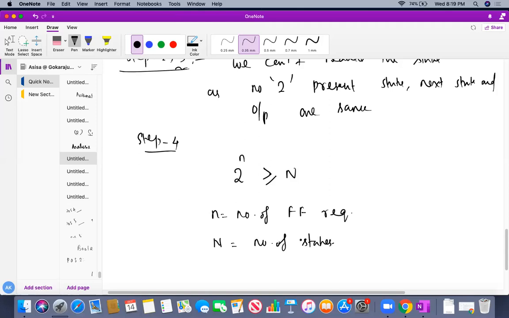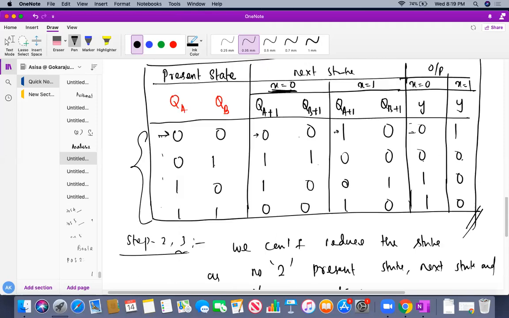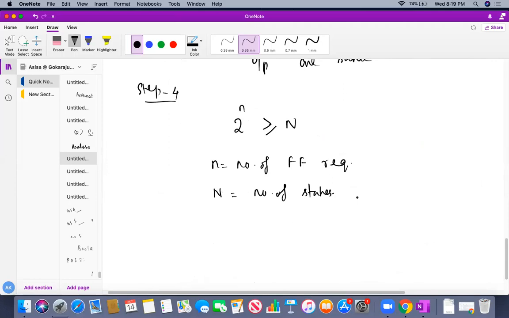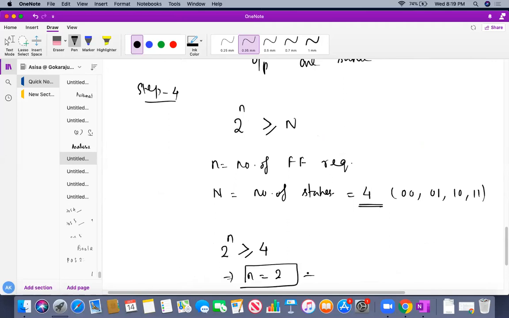Now tell me, how many flip-flops are required to design this particular sequential circuit? First of all, how many states are there? 4 states. What are those states? 00, 01, 10 and 11 are the states. So 2 to the power n is greater than or equal to 4. What would be my n? Obviously n will be 2. So the number of flip-flops required is 2. Do you all understand?